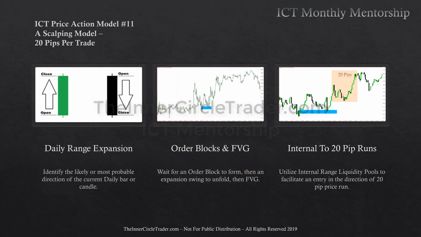Alright, so the daily range expansion, what we're going to be focusing on is the identification of the likely or most probable direction of the current daily bar or candle. We're going to be focusing on order blocks coupled with a fair value gap. Now right away you're already thinking, oh, I've heard this before, Michael. No. We're going to be waiting for an order block to form, then an expansion swing to unfold. So what we're doing is waiting for that order block to facilitate an expansion swing.